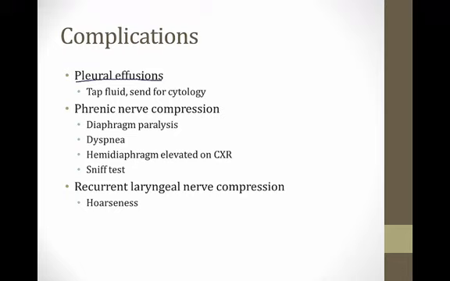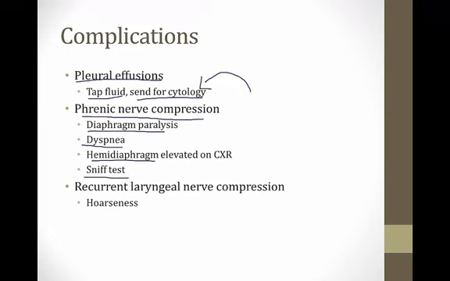When this happens, you can tap the fluid and send it to the lab for cytology, and often you can identify the malignant cells in the pleural fluid, and this can help with diagnosis. Lung tumors can compress the phrenic nerve. When this happens, you get paralysis of the diaphragm on one side of the body. This can lead to dyspnea. On a chest x-ray, you can see elevation of the hemidiaphragm on the affected side.